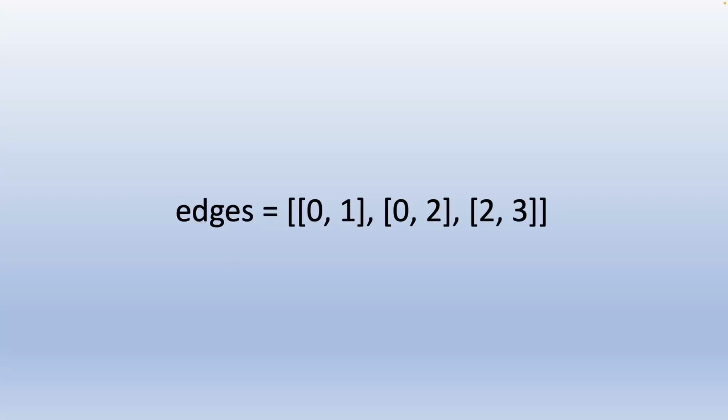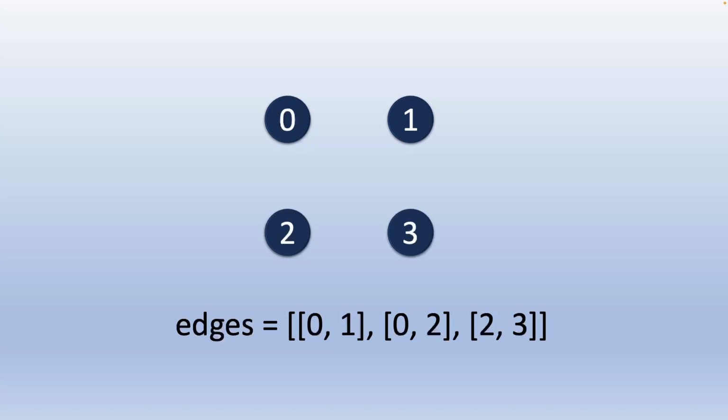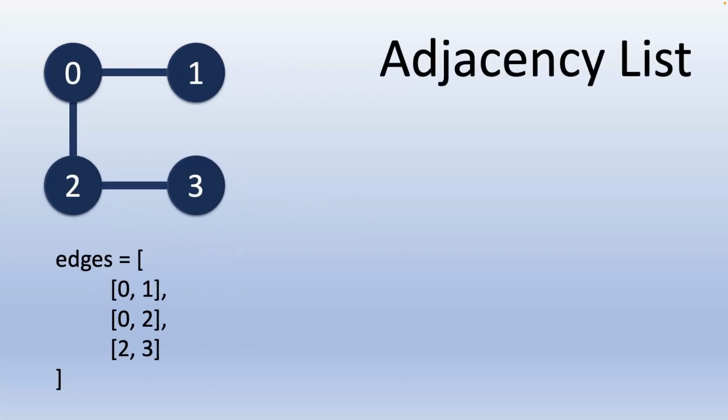Now let's visualize this. We are given a list of edges. We will first try to visualize a graph with all these vertices and edges. So we have these 4 vertices 0, 1, 2 and 3, and we have edges between 0 and 1, 0 and 2, and 2 and 3. Now let's construct the adjacency list.